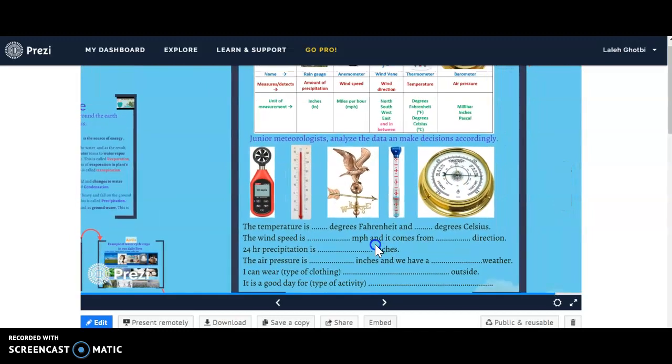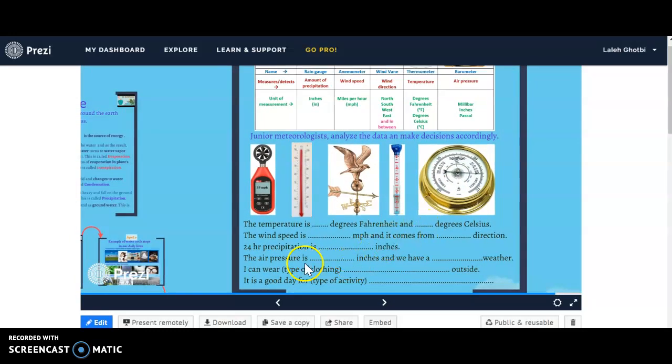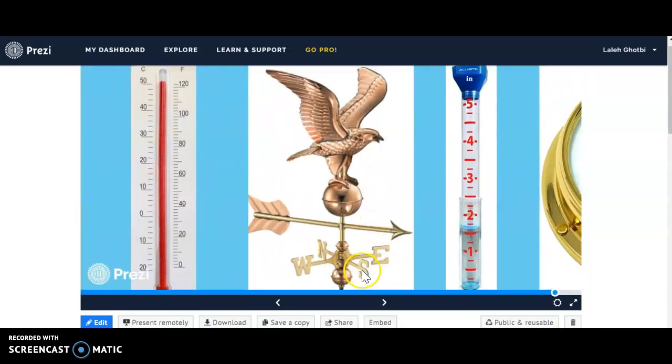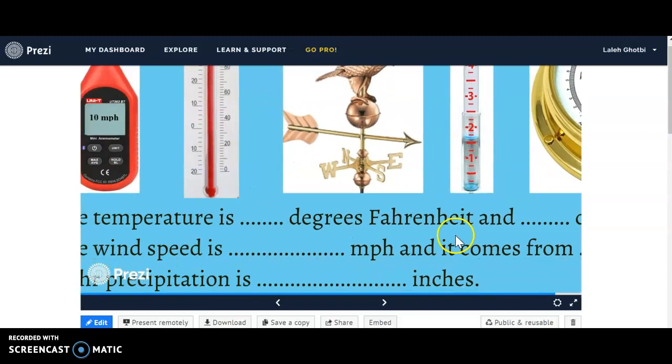Then it's asking you about, oh, I didn't include it, oh, the direction is here, and this is how you can see the direction. This is south, this is east, it's in between them. And when it's between two, we always start with either south or north, then we say the other direction. We don't say east-south. Say southeast if it's between two of them.